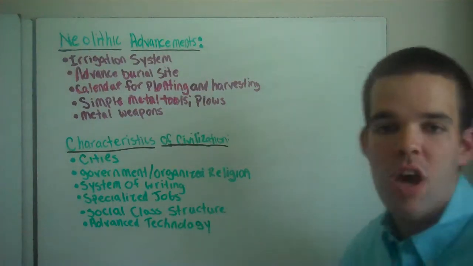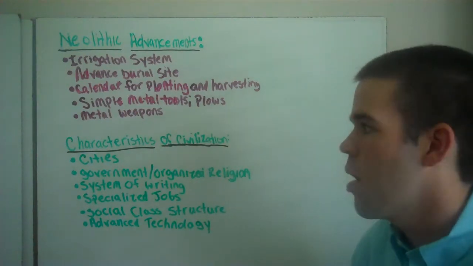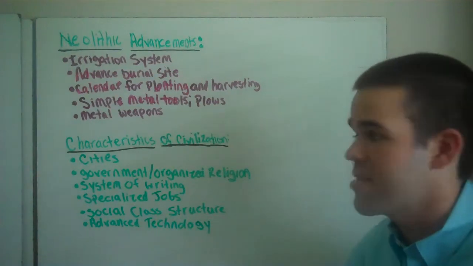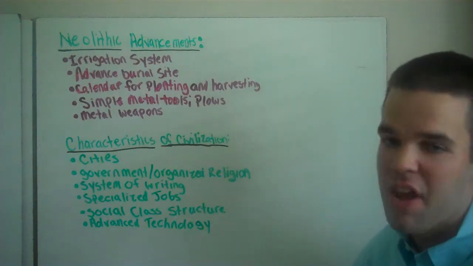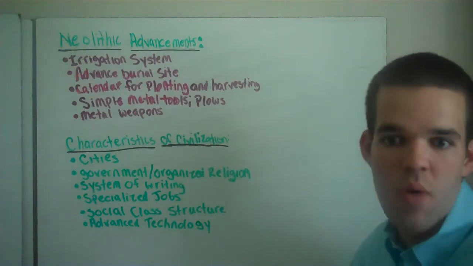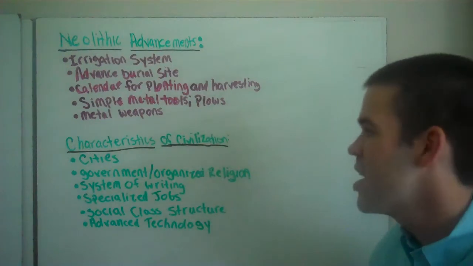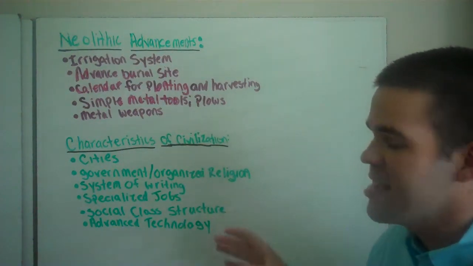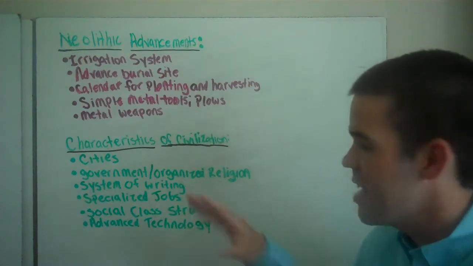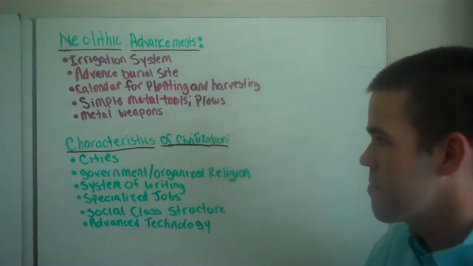The final thing that we're going to talk about today is the characteristics that a civilization must have or must start off with to be considered a civilization. Whether that be Mesopotamia, Egypt, Greece, Rome, whatever civilization we are talking about throughout this unit, you got to remember these places have to have these things first to be able to start their supremacy.